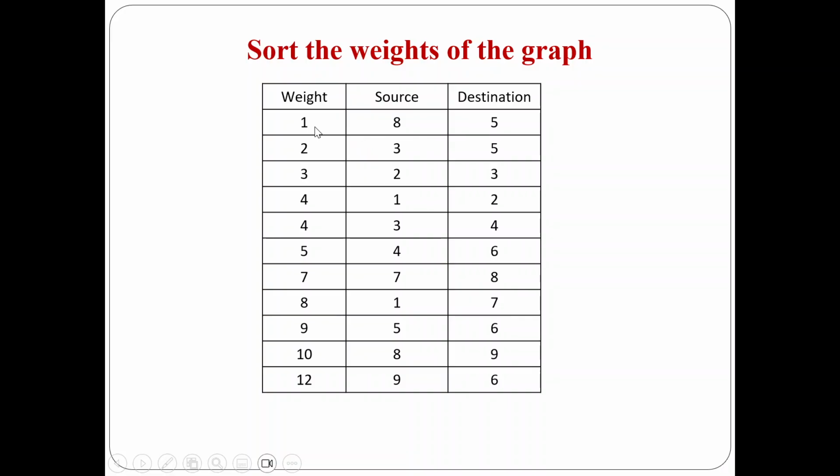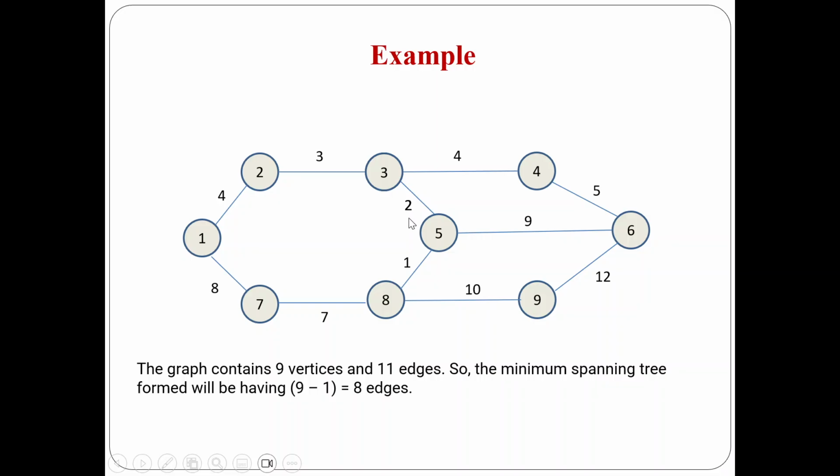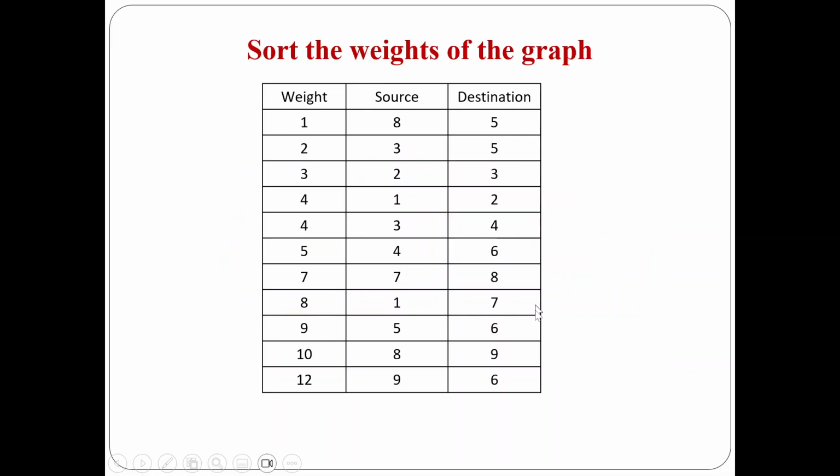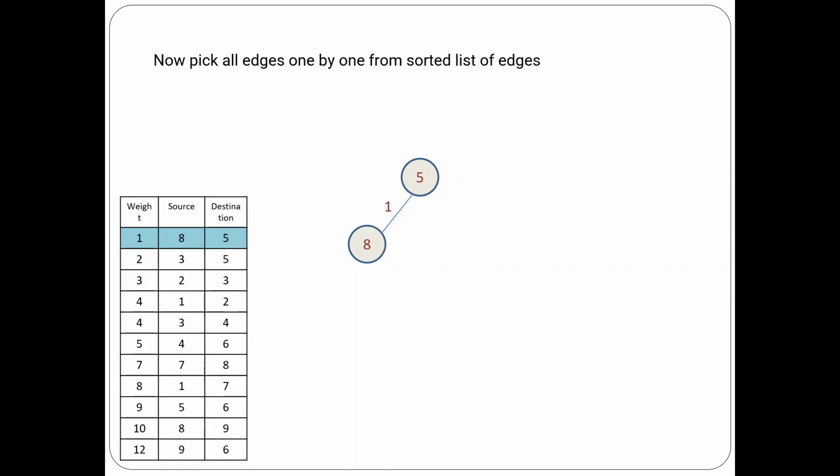Between 8 and 5, the weight value is 1. Between 3 and 5, the weight value is 2. Between 2 and 3, the weight value is 3. Between 3 and 4, the weight value is 4. Between 4 and 6, the weight value is 5. So I have sorted this table by means of weight. This is the first step.